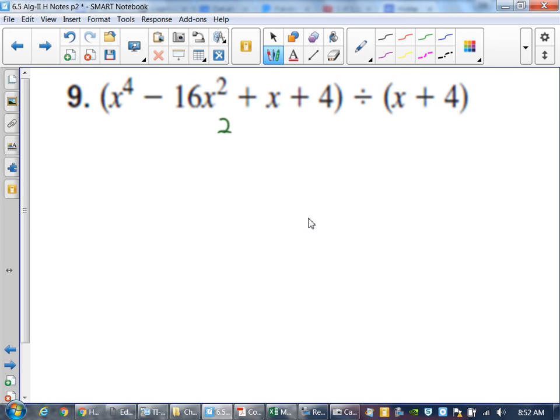X to the fourth minus 16x squared plus x plus 4. Fourth degree polynomial, which means I should have 5 terms. But in this case, I only have 4. Where do I have to put a placeholder? At the x cubed. Very good. What's my 0 of x plus 4? Negative 4. One, 0, negative 16, 1, 4.